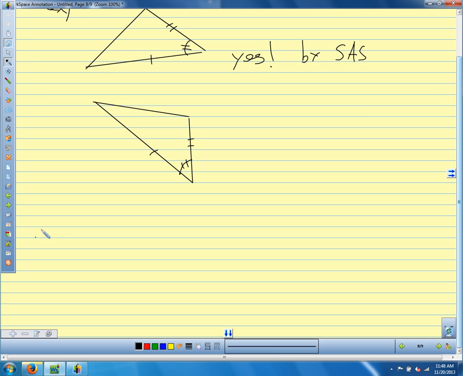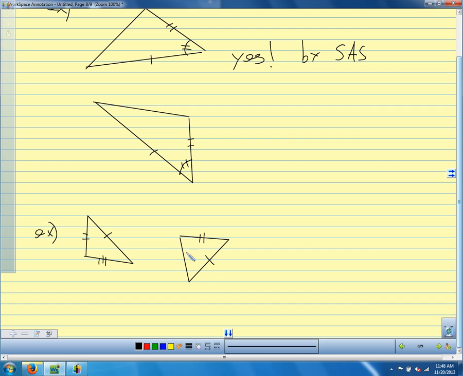Let's look at another example. Draw some more triangles. How about these two? Got some heads nodding. So go by what the diagram says, not by what it looks like. Go by how they're marked, not by how they look. So are these congruent? Yes? And what would be our reason? Side, side, side. So we'd say yes by side, side, side. Those are congruent.